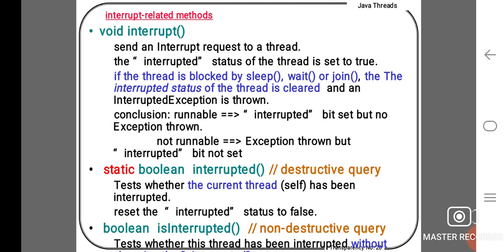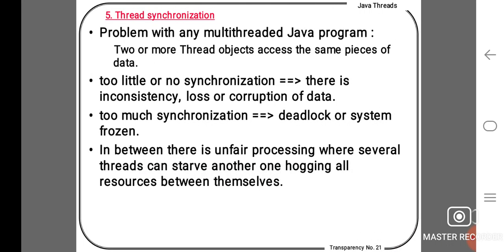Static boolean interrupted. It is a destructive query. It tests whether the current thread itself has been interrupted, and resets the interrupted status to false. Boolean isInterrupted is a non-destructive query. It tests whether this thread has been interrupted without resetting the status.